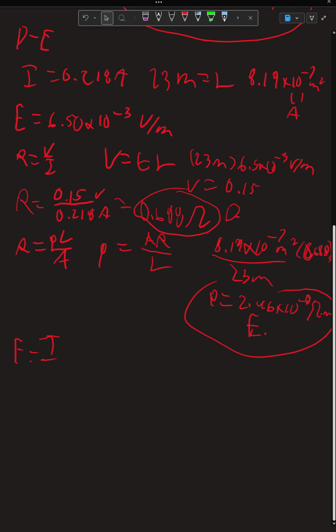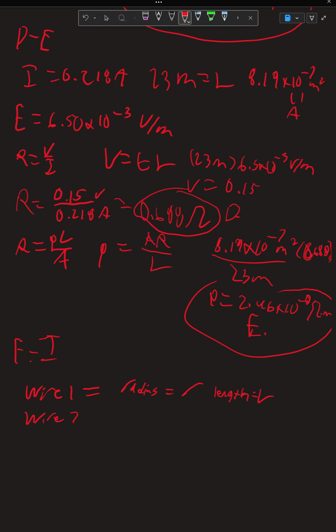There are two wires of circular cross-section made of the same metal. Wire 1 has a radius of small r and length L. Now, wire 2 has radius equals 2r, length equals 2L. The potential difference between the wires is the same.